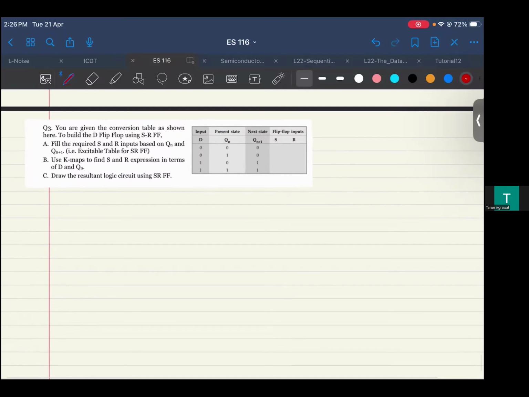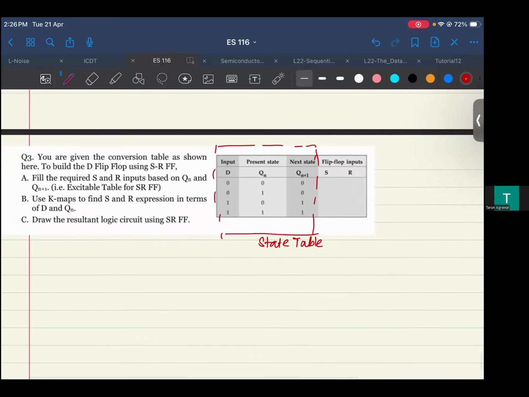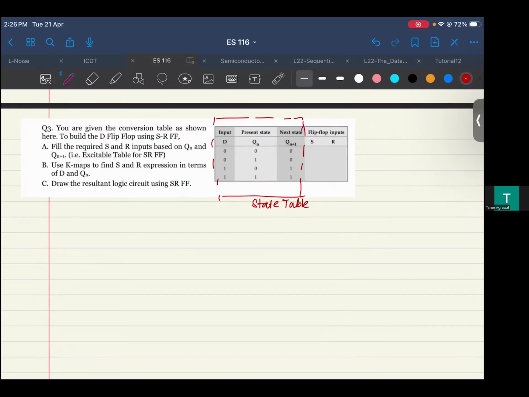Okay, this question we have also seen in class. So we said that what is given to us is the state table, right? State table means whatever the input is and what is the next state. So this is our state table, which tells us how the next state is decided by the external input and the Qn, which is the present state. And based on that, we filled in the flip-flop inputs.